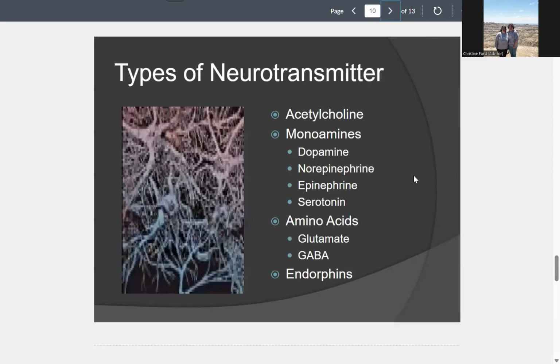Now, there are multiple types of neurotransmitters, and we are only going to talk about the types that are related to psychology. The first one we're going to talk about is acetylcholine. Acetylcholine looks at memory and memory function.